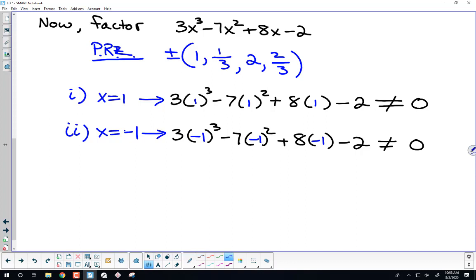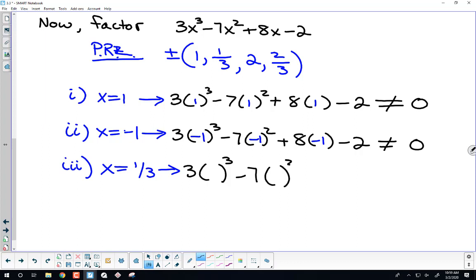Our next number off the list, we've tried positive and negative 1. Our next number is positive 1/3. So let's see if x equals 1/3, what do we get? So 1/3 into the function. So even though we have all these tools, you notice at this point, we're still fairly limited on how we have to approach it. At this point, it's just trial and error. There's really no way around it if you're doing these things by hand.